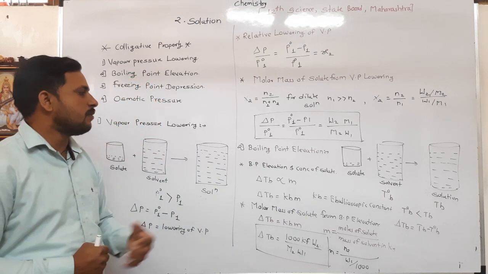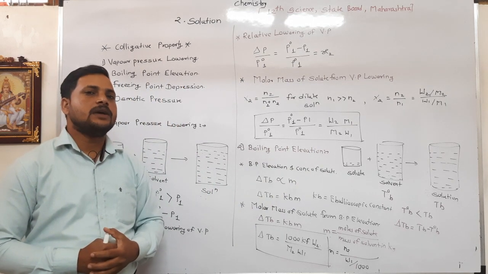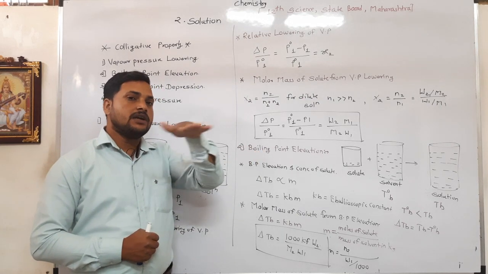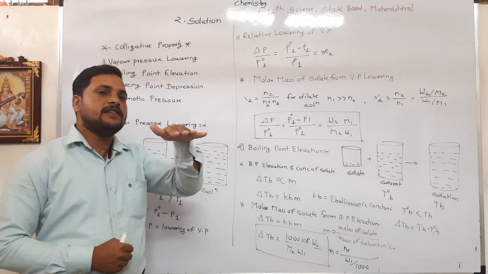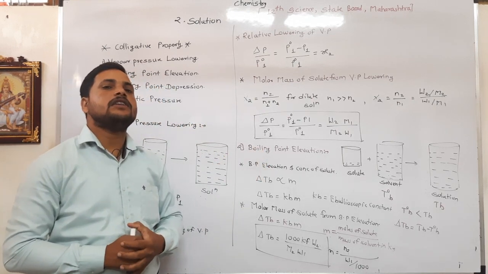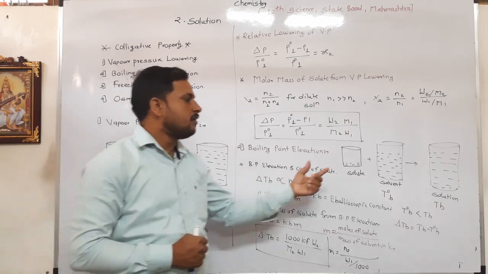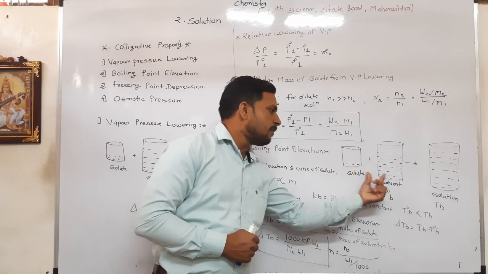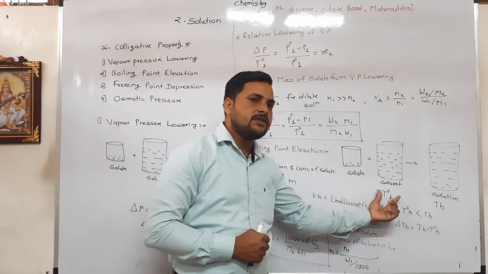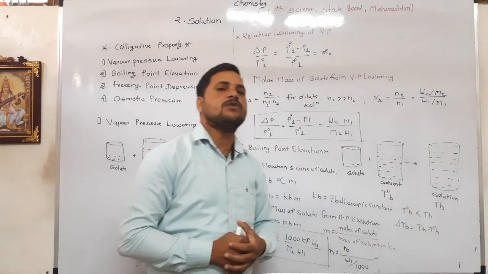Now, next colligative property, boiling point elevation. Let us consider what is meant by boiling point. The boiling point is the temperature at which the vapor pressure of liquid is equal to atmospheric pressure. In simple way, while making a solution, solute plus solvent gives solution. At that time, the boiling point of solvent gets increased in the solution.